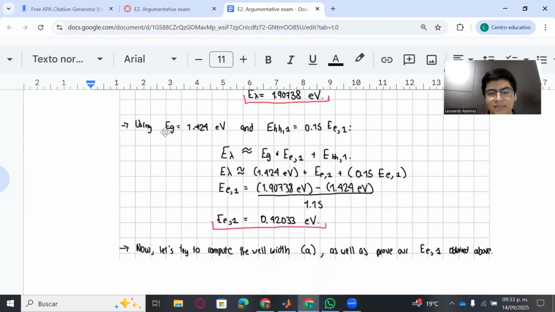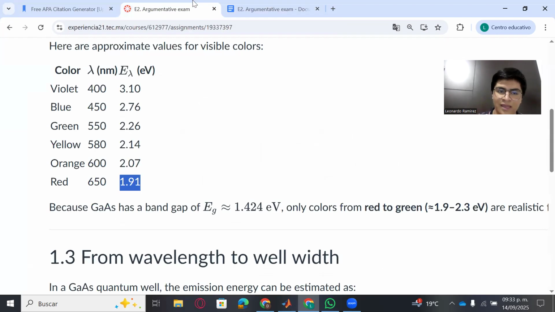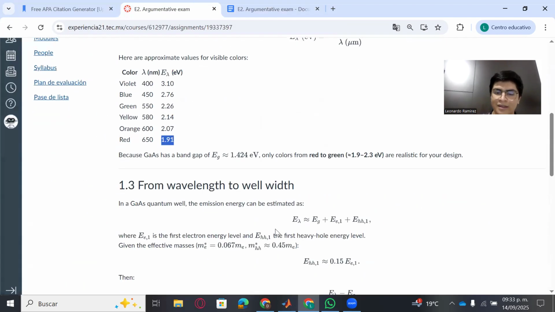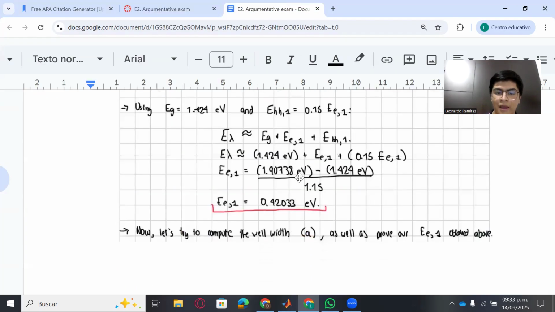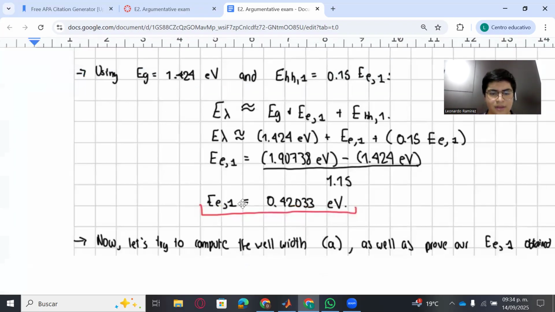Now, using these values, which we were given in the instructions, which is the band gap energy and the energy in the first heavy hole energy level, we can solve for the first electron energy level in another way, which we will try to prove in the analytical approach we were already given. So this is basically just replacing values and doing some basic algebra, and we end up with this.